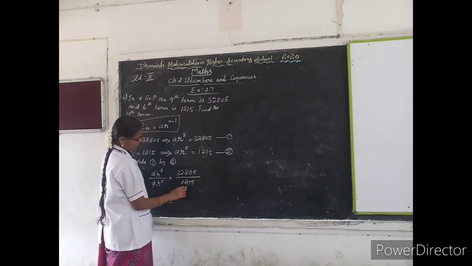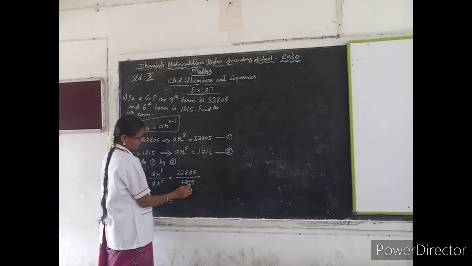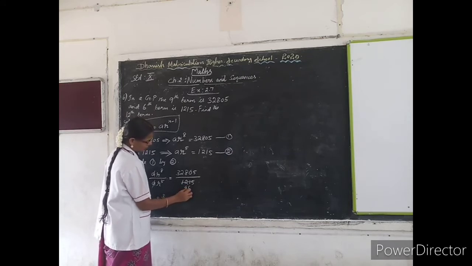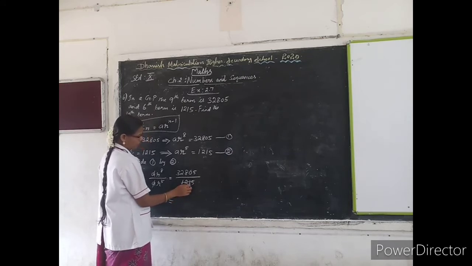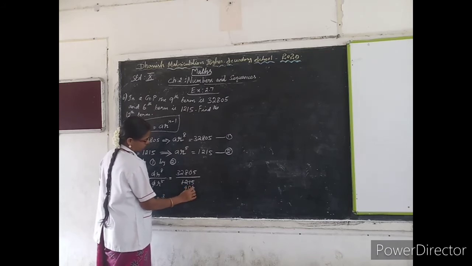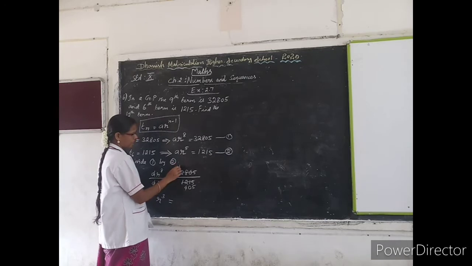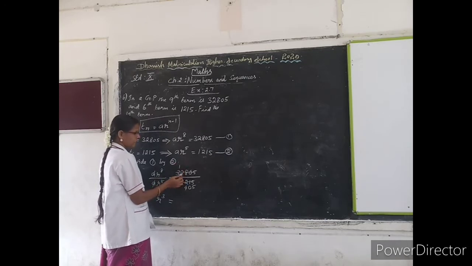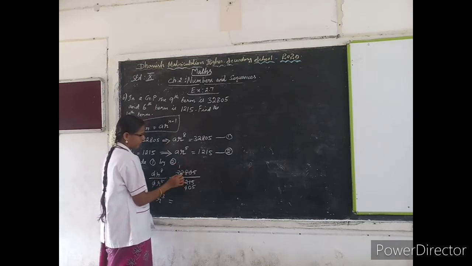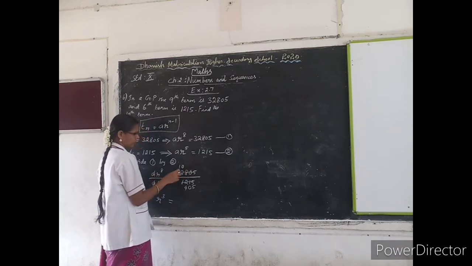4 3s are 12, no remainder. Take this one. The 3 table is not going, so put 0. Now take this 15. 5 3s are 15. In the numerator, take this 3 one time, so no remainder. Take this 2. 3 is not going, so add 0.